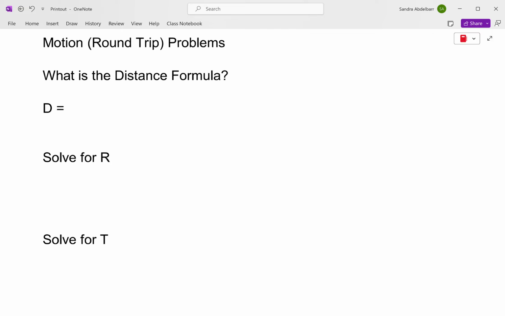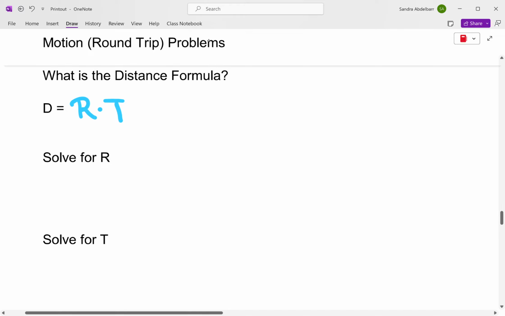Distance formula. We've done this before. We've done distance problems. We're just going to do them in a different way now. So somebody tell me who remembers what the distance formula? D equals what times what? Distance equals, Philip? R times T. You got it. Rate times time.